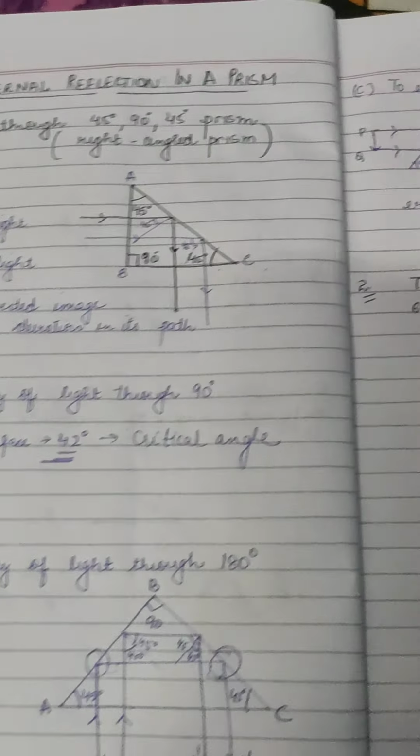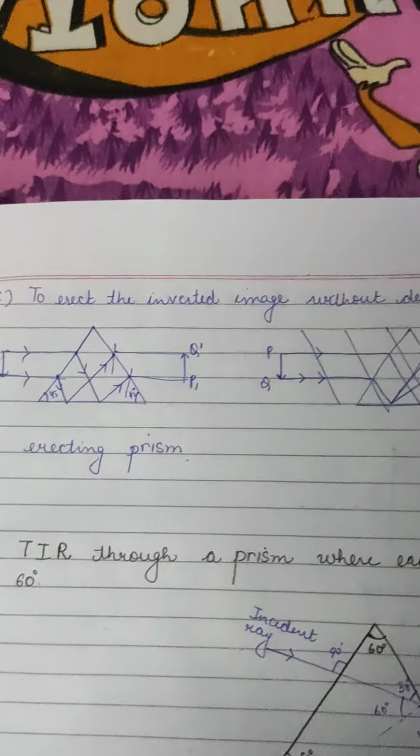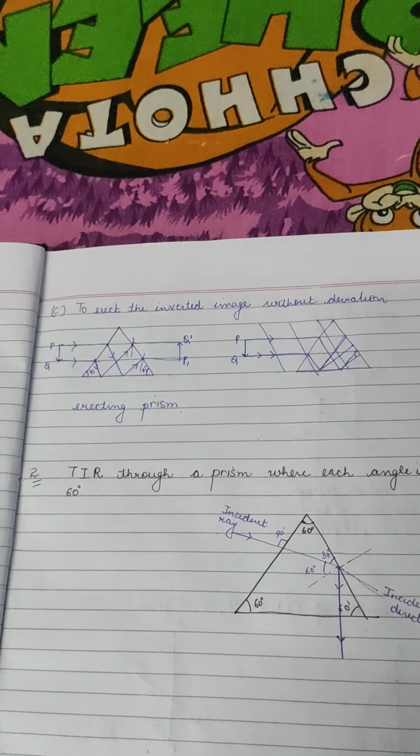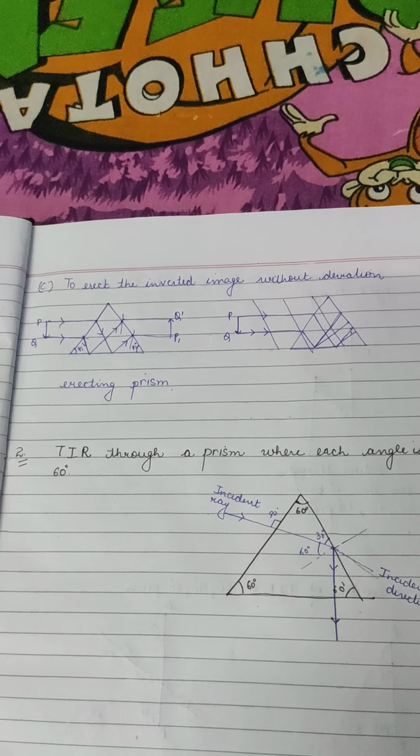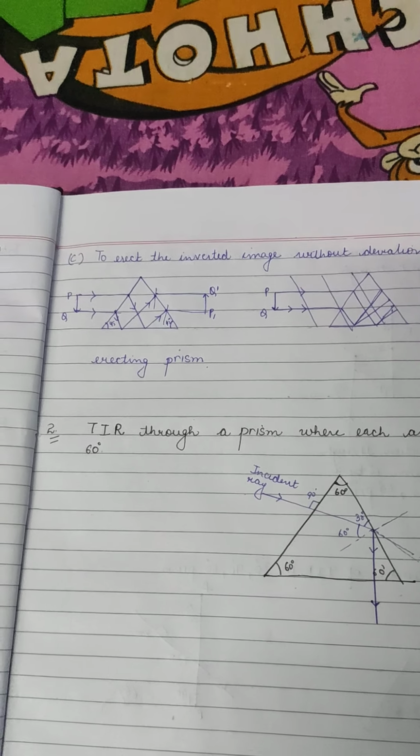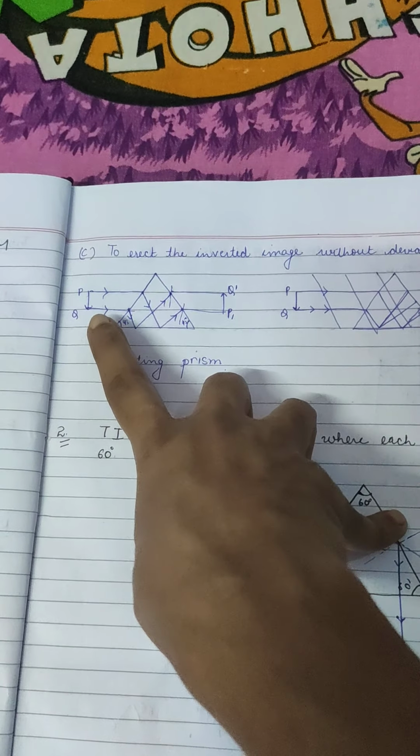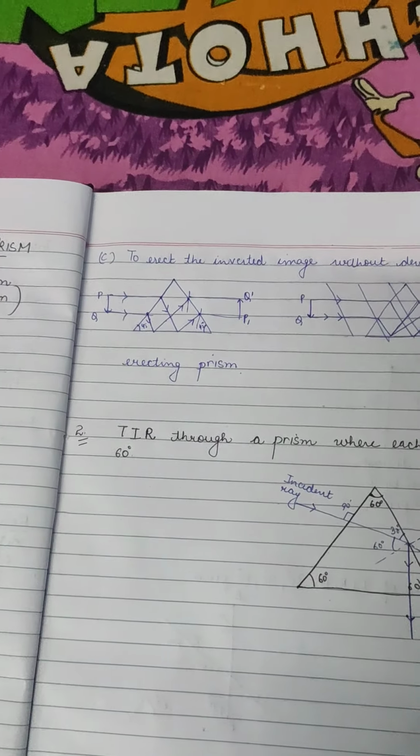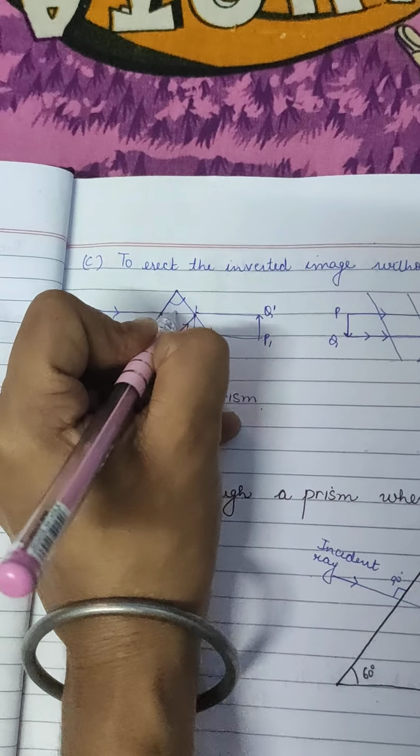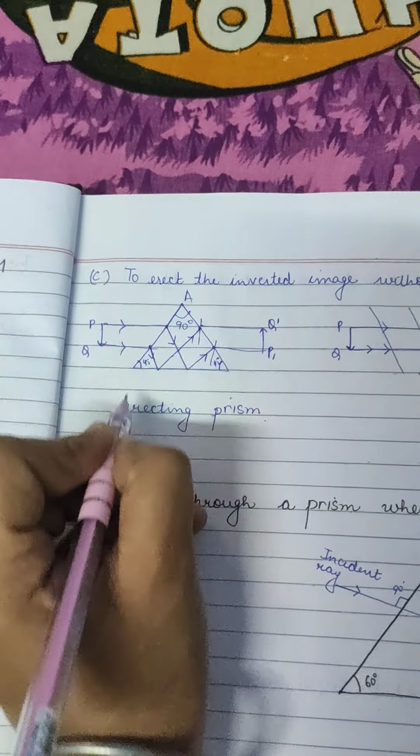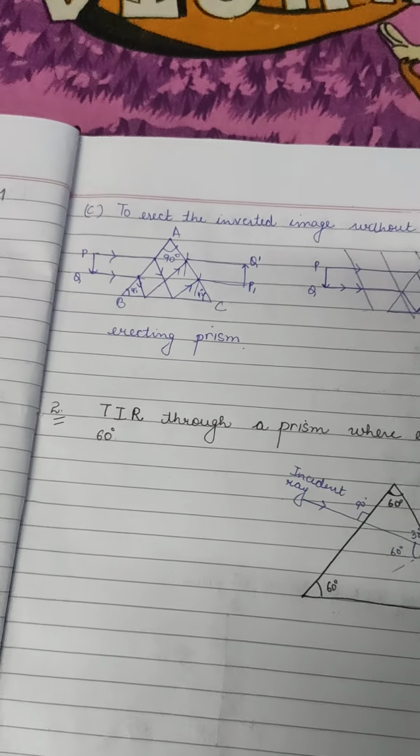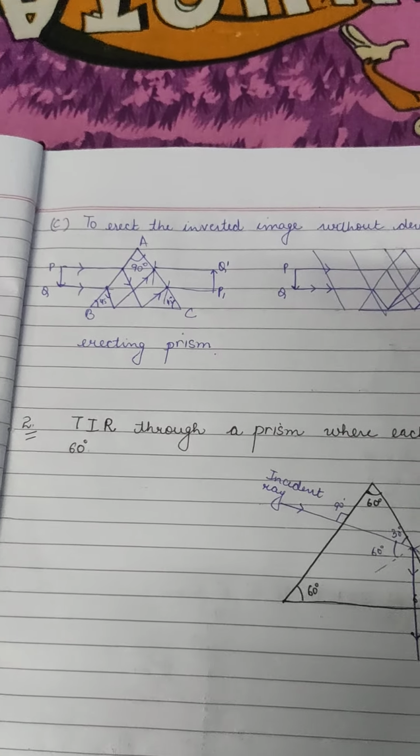The next one is to have the erect image from the inverted image without deviation. This is very important from your examination point of view. Here also there is a case of total internal reflection. You see here where we are having a 90 degree angle, the prism is like this only. We just change the position of the object. When we change the position of the object, how are we getting the image? Here they are telling us this.